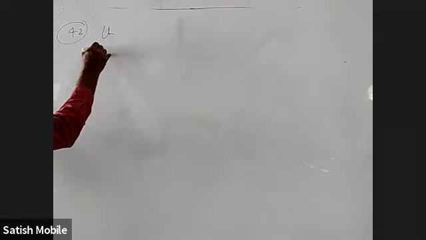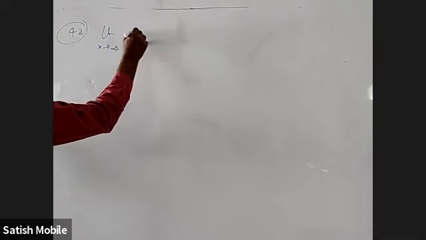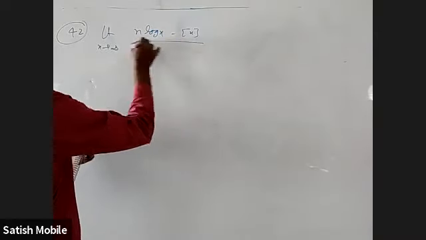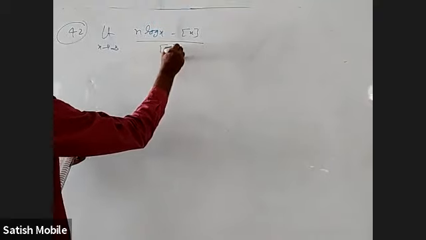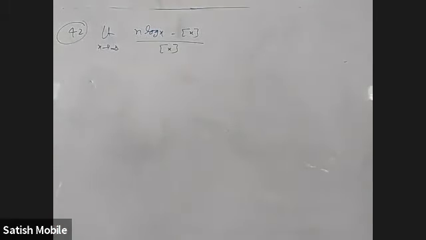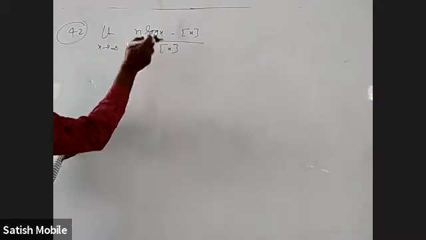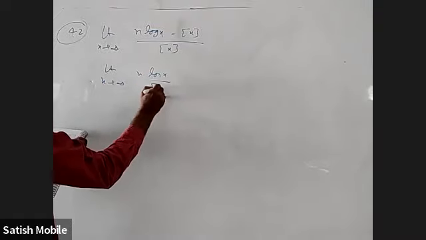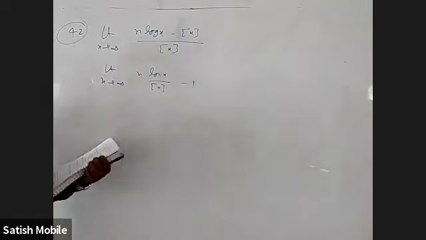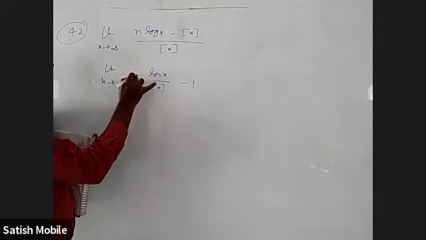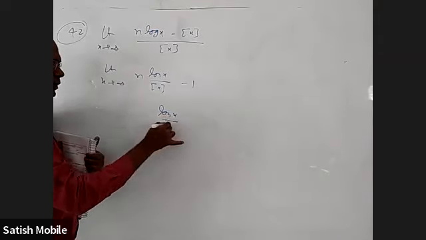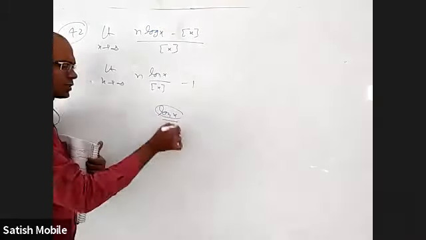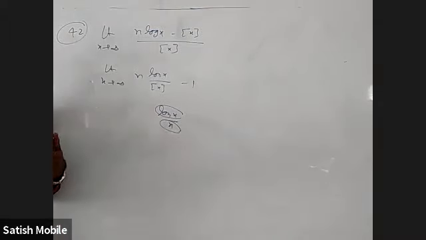Okay, 42, limit x extends to infinity. N log x minus integer part of x by integer part of x. Actually, log x power n is there, I brought it like this. Limit x tends to infinity, n into log x by integer part of x minus 1. We have seen earlier also that log x by x, when x is becoming infinity, the limit is 0, because this is also infinity, this is also infinity, but compared to this, this is very, very big, and this value will be tending to very close to 0.